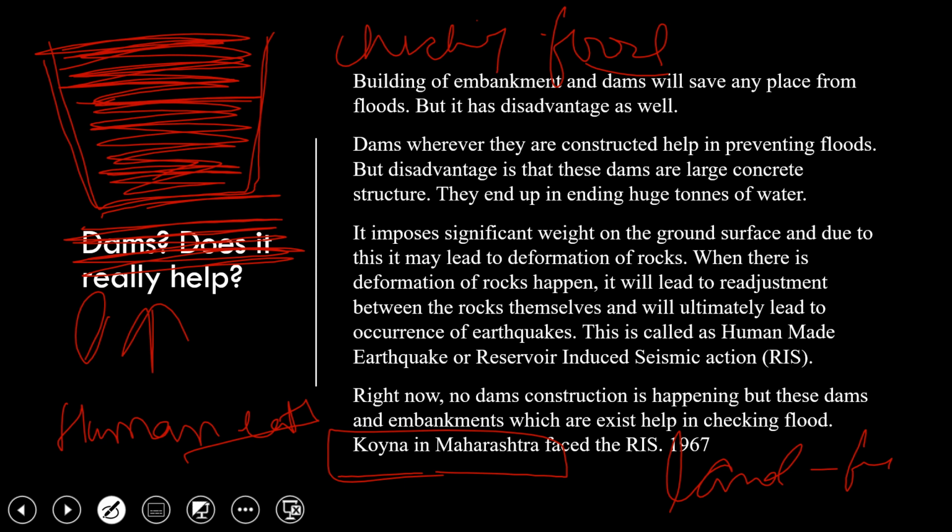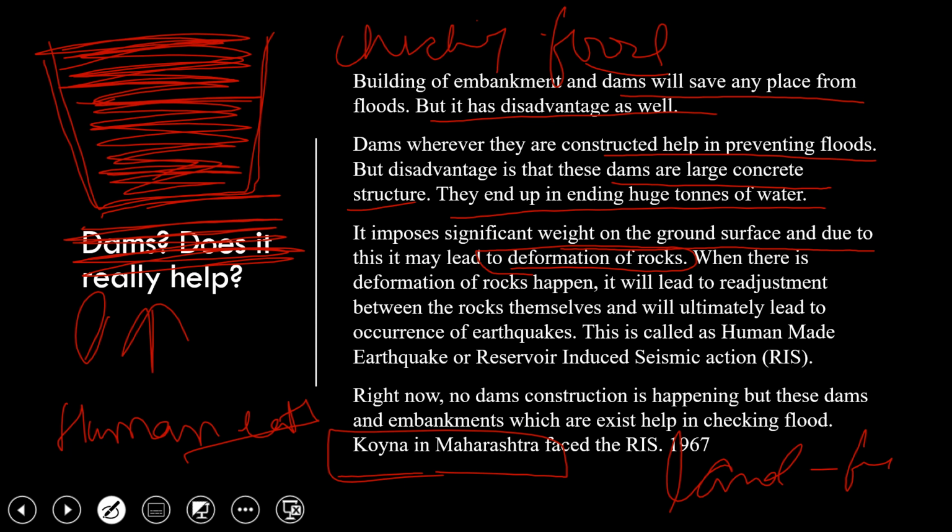So what is in the slide, we will see. I have explained everything. So building of embankments and dams will save any place from floods, but it has a disadvantage as well. Dams wherever they are constructed help in preventing floods, but the disadvantage is that these dams are large concrete structures and they end up holding huge tons of water, and it imposes significant weight on the ground surface, and due to this it may lead to deformation of the rocks, this change in the formation of rocks. And if a new rock is getting prepared then it is called metamorphic rock, but this will take time.